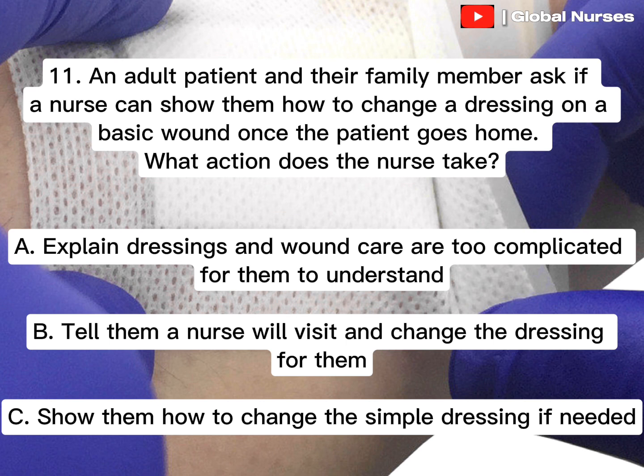11. An adult patient and their family member ask if a nurse can show them how to change a dressing on a basic wound. Once the patient goes home, what action does the nurse take? A. Explain dressings and wound care are too complicated for them to understand. B. Tell them a nurse will visit and change the dressing for them. C. Show them how to change the simple dressing if needed.